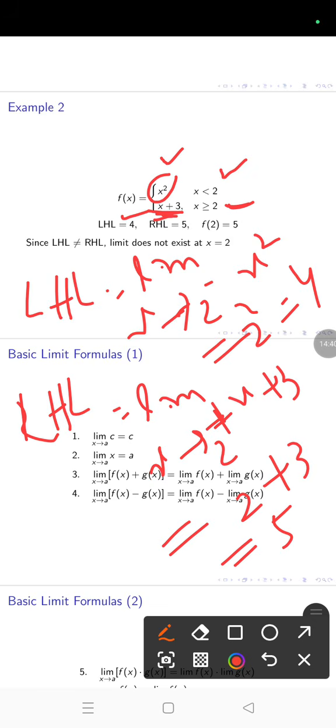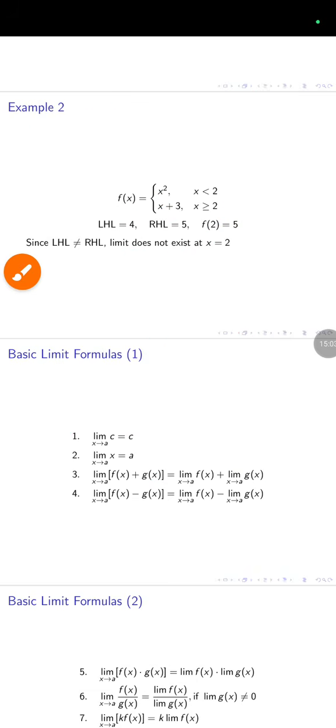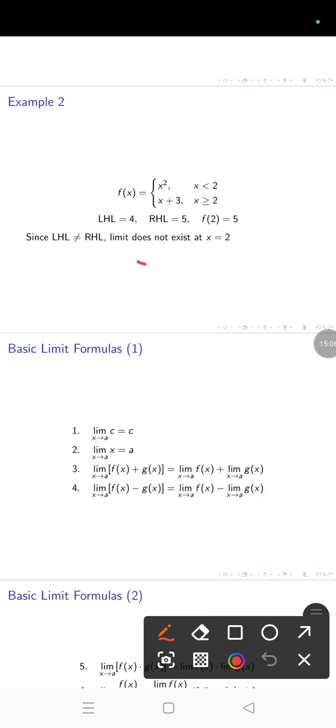Okay, so what did we get here? LHL is equal to 4, and RHL is 5. So LHL is not equal to RHL. That's why the limit of the function does not exist at x equal to 2. So in this way you can check for the existence of different types of limits of functions.